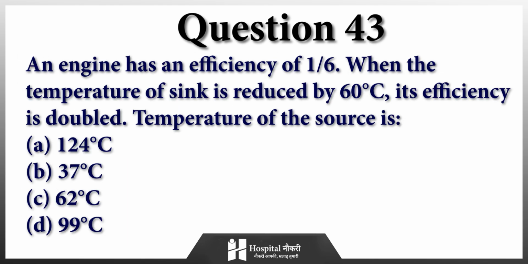Next question is, an engine has an efficiency of 1/6. When the temperature of the sink is reduced by 62 degrees centigrade, its efficiency is doubled. What will be the temperature of the source? A, 124 degrees centigrade, B, 37 degrees centigrade, C, 62 degrees centigrade, D, 99 degrees centigrade. Correct option is D, 99 degrees centigrade.